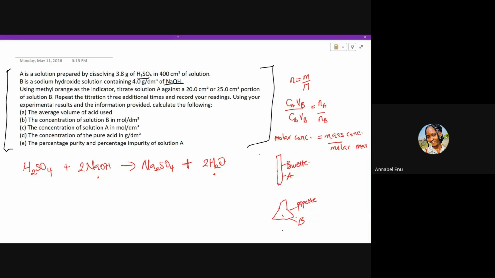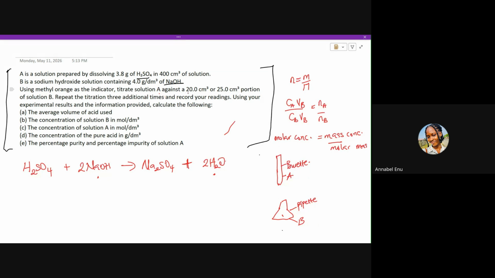Now, B, how do we know the volume that is in B? The volume that is in B is going to be the volume of the pipette, what we sucked out to put inside our conical flask. So it's already actually in this question. Just watch the question and it gives you all the clue. Since they say in the question, titrate solution A against this portion of B, that means we have been given the volume of B.